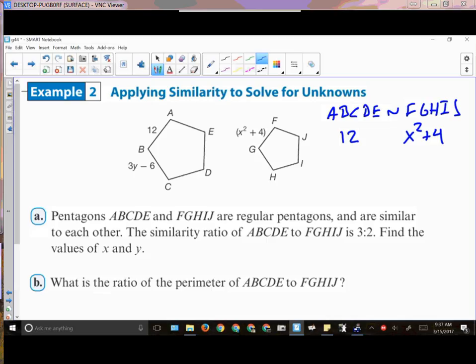Is there any other information that we are given? The ratio 3 to 2. So which one is 3? Well, if ABCDE is first, that should be the 3. So that means this one's 3, and this one here has to be 2. So do I have numbers that are comparing the first to the second? I have some. So that's got to be 3. That's got to be 2.